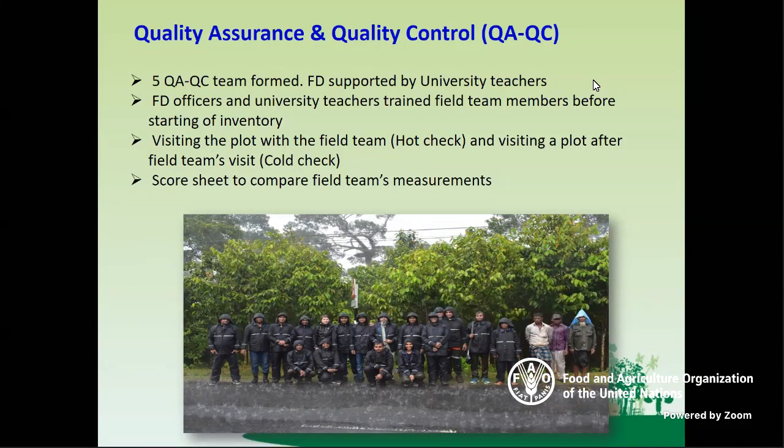Five QA/QC teams visited the sample plots, where forest department officials and university teachers worked together to verify the data of the field teams. They instantly did some hot checks, and afterwards they visited the plots as cold checks. And they developed a score sheet to compare the field teams' measurements.